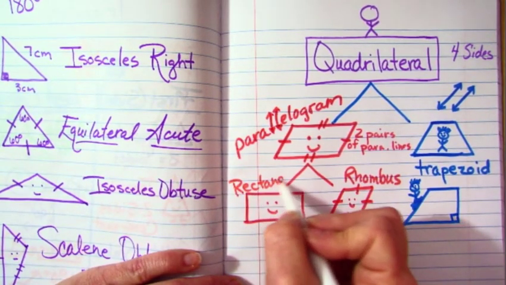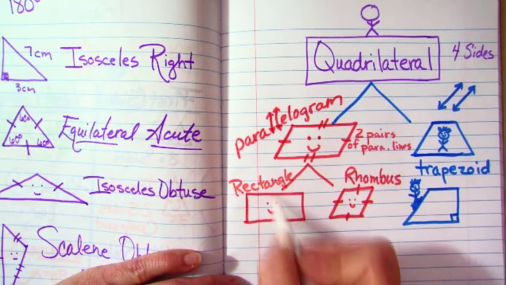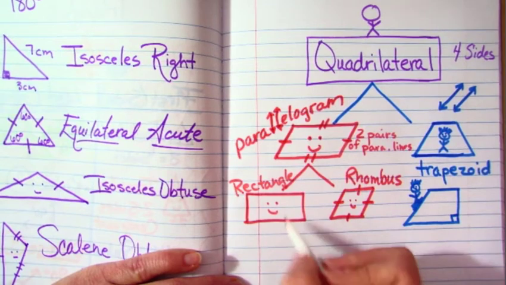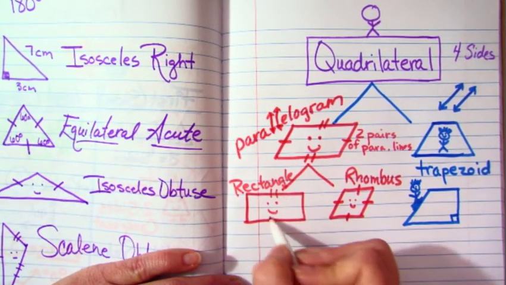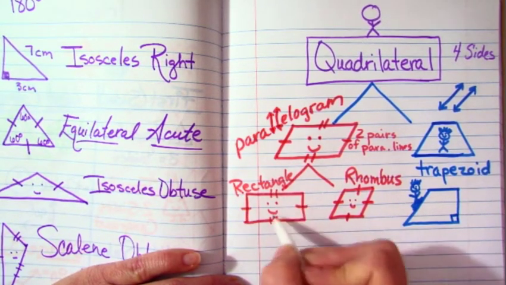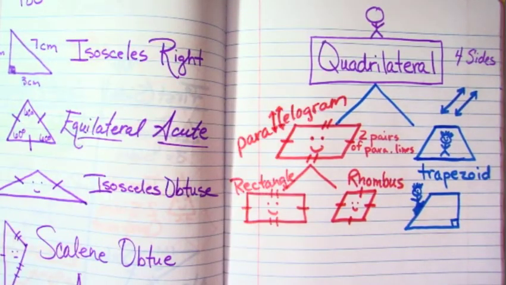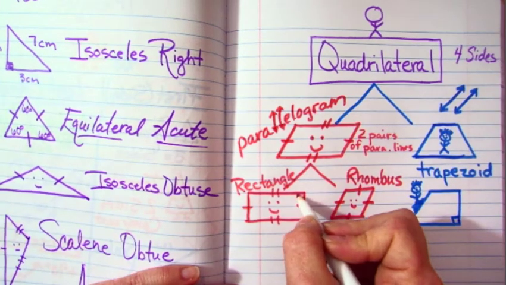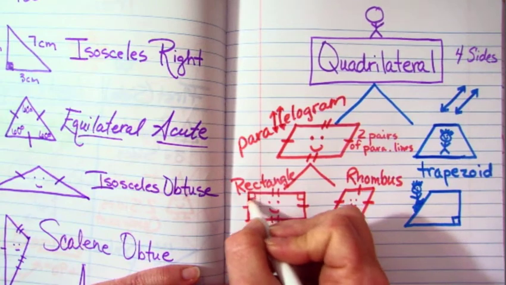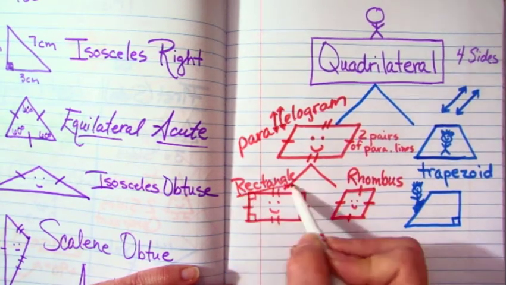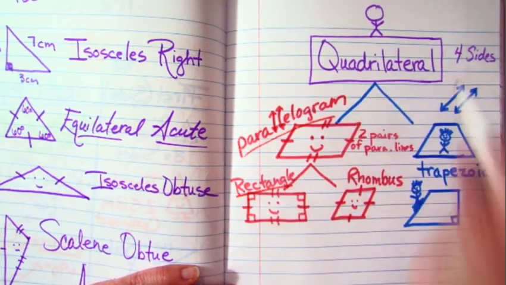Rectangles also have two sets of parallel sides. Its opposite sides are congruent. But what does rectangle have that parallelogram does not? Yep. 4 right angles. So rectangle is a special type of parallelogram. When I see her, I've got to go by rectangle, parallelogram, and quadrilateral.